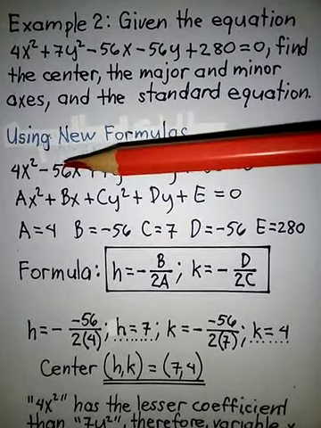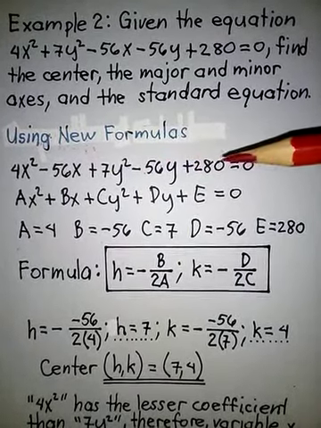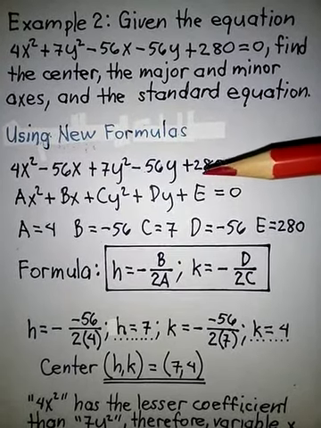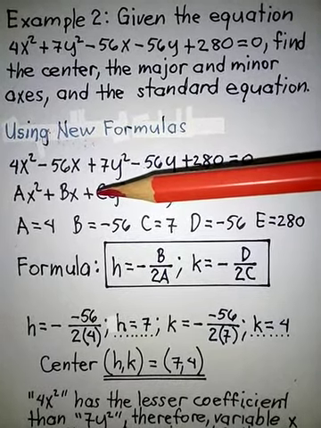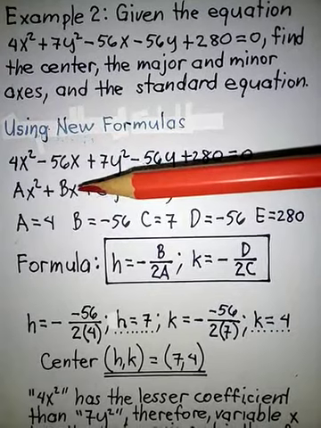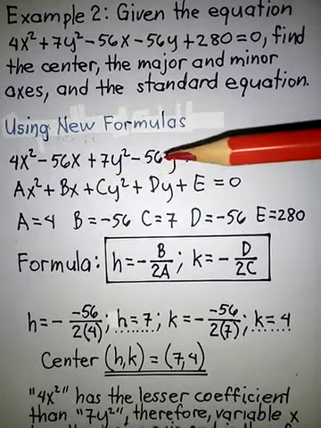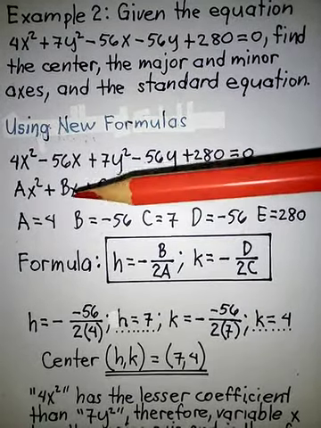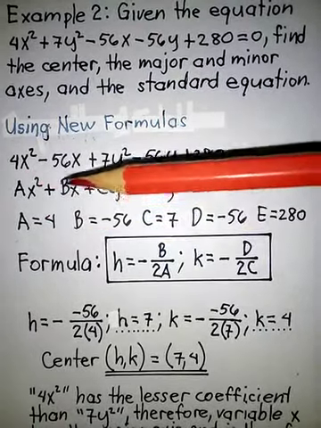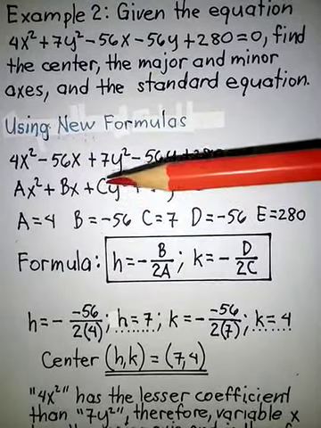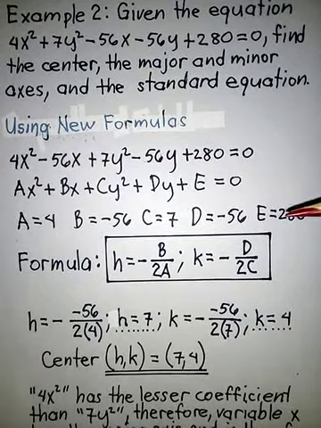So we have 4x squared minus 56x plus 7y squared minus 56y plus 280 is equal to 0. Using our revised equation that we already tackled in video number 75, ax squared plus bx plus cy squared plus dy plus e is equal to 0, we have a equal to 4, the coefficient of x squared, b equal to negative 56, c equal to 7, d equal to negative 56, and e equal to 280.